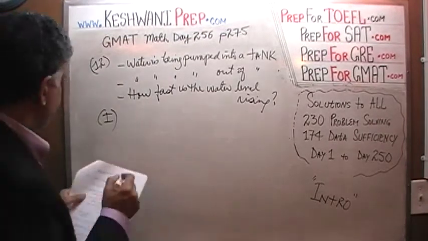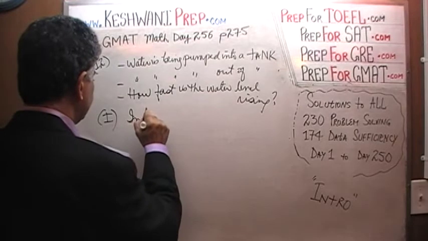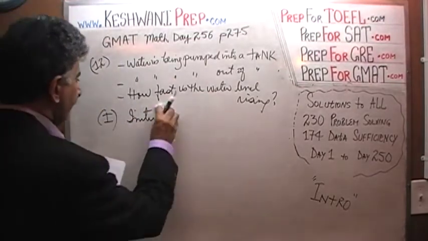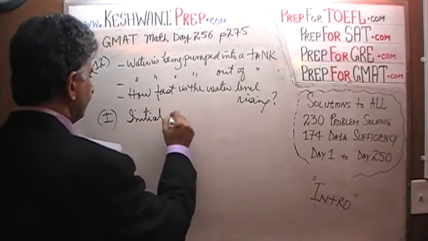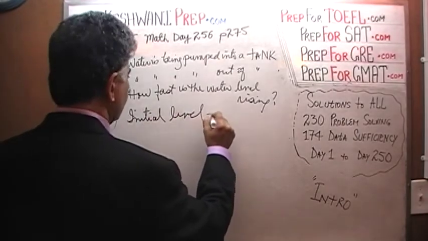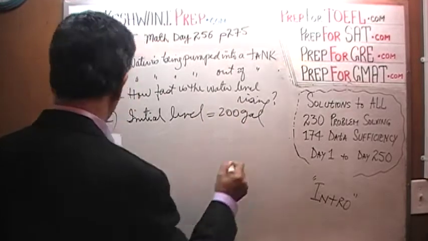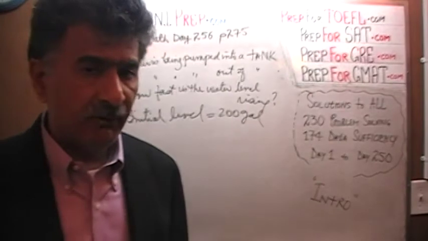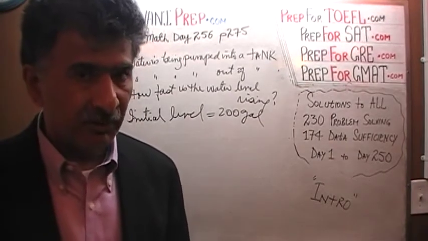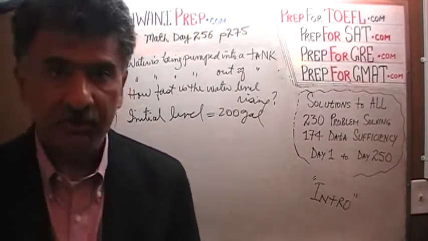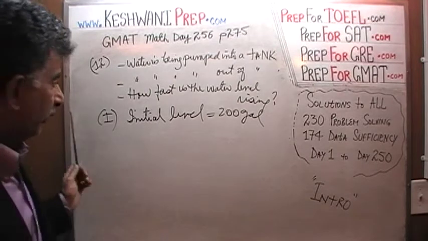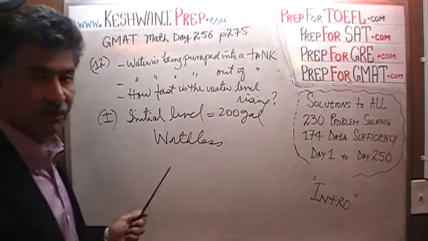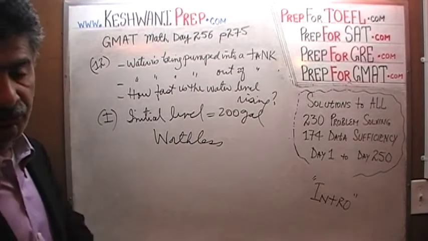The first statement tells us that the initial level is 200 gallons. Now, does that do anything? Does that provide us any useful information? The point here is not that the information that is given in the first statement is not sufficient. The point here is that it is worthless. This information is worthless.